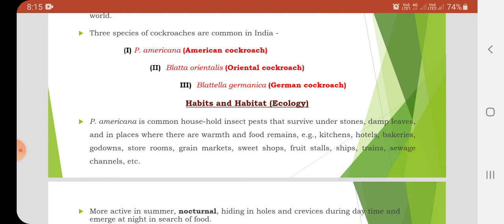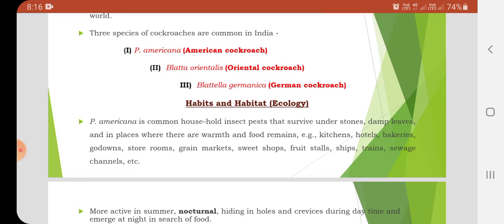Now we talk about the habit and habitat, or the ecology, of cockroach. Periplaneta americana is a common household insect pest that survives under stones, damp leaves, and in places where there is warmth and food remains. You see it in kitchens, hotels, bakeries, godowns, storerooms, grain markets, sweet shops, fruit stalls, ships, trains, and sewage channels, etc.